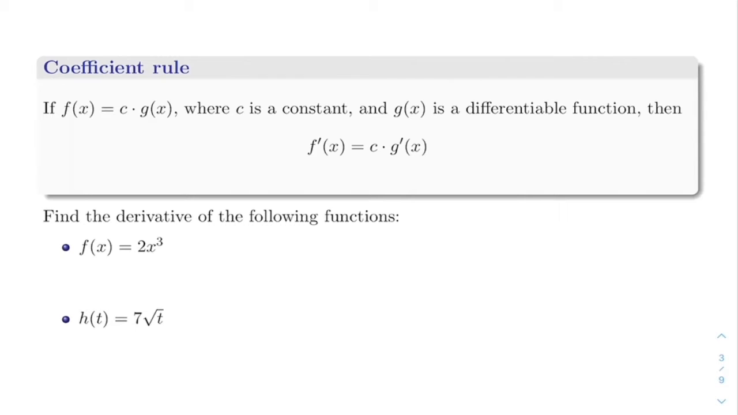The second rule we will learn is the coefficient rule. So essentially this is saying that if I have a function which is a constant times another function, then the derivative of this will be simply take out the coefficient and find the derivative of what was inside. So for example, here we have f of x equals 2 times x cubed.